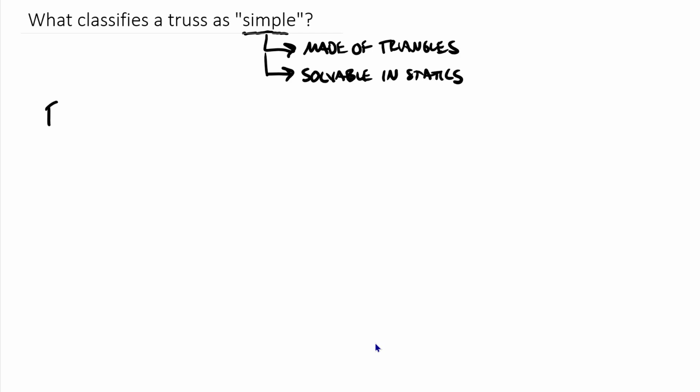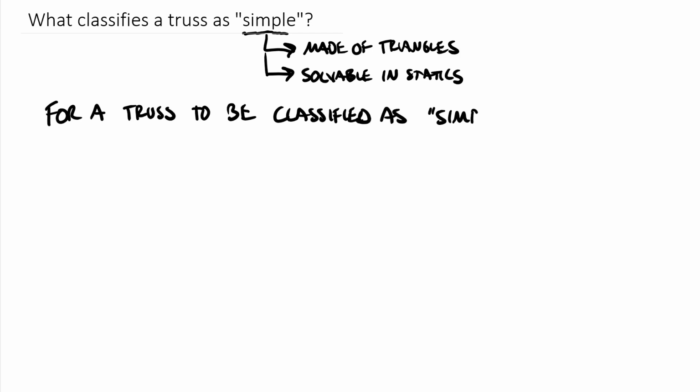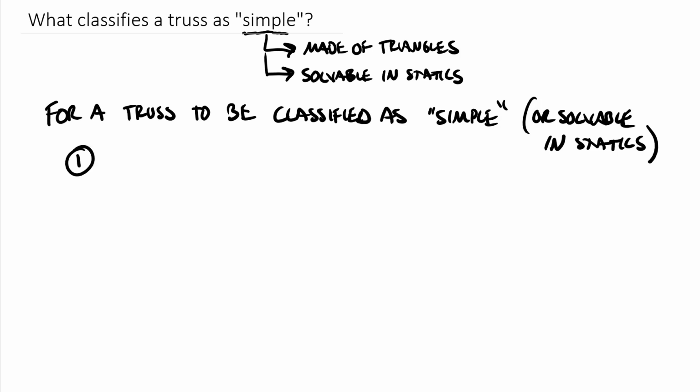Okay, so for a truss to be classified as, quote, simple or solvable in statics, we need three things to be true, okay? Actually, let's go with four things, just because we listed it out as three things coming out of our rigid body chapter, so we'll add one more to make four, okay? So let's go with number one.